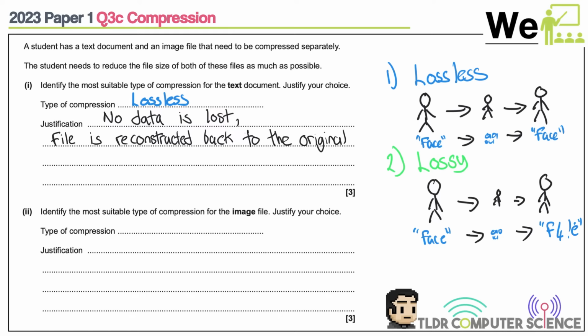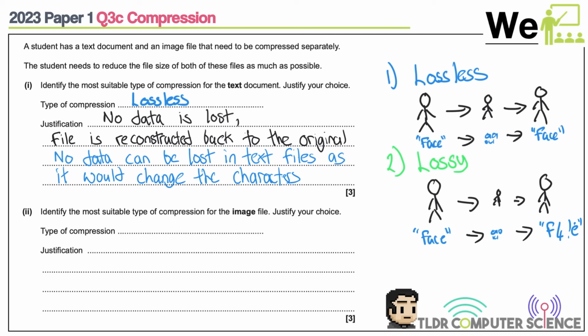Okay, great. Well, this is still knowledge. Now we need to apply it to this situation. Why is it so important? Well, the issue is that text files will not work if any data is lost. Imagine in ASCII, if you lose an individual 1 or 0, then some of the text could actually disappear. I'm saying that any lost data could change an individual character. You could expand on this by saying, for example, an A could become an exclamation mark, etc.